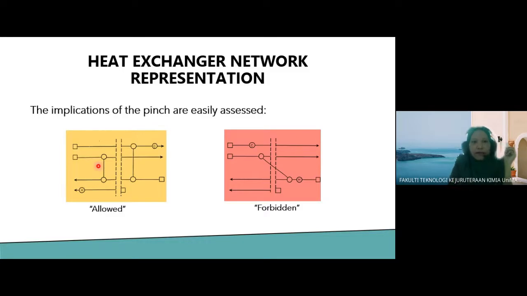Okay, the implications of the pinch are easily assessed by using this diagram. You know that, okay, by this heat exchanger network, nothing's wrong with this. It is allowable. But what if you have something like this? You know that there is a heat transfer from process 1 to process 2, which crosses the pinch temperature, which is forbidden in order to achieve the maximum energy recovery. So by using grid diagram, you can easily know. Okay, this is allowed and this is forbidden.